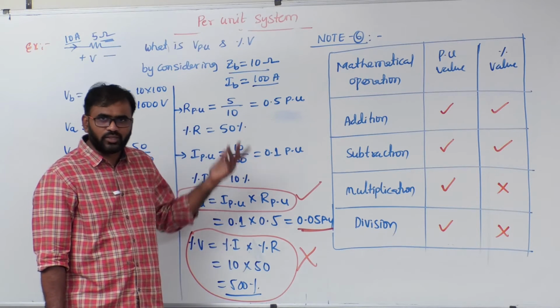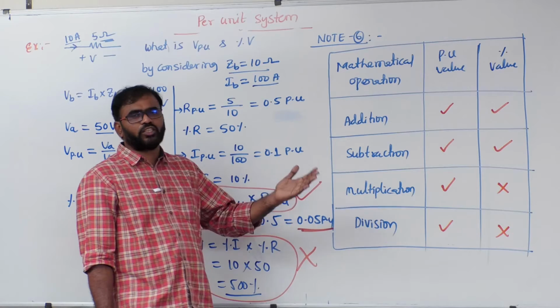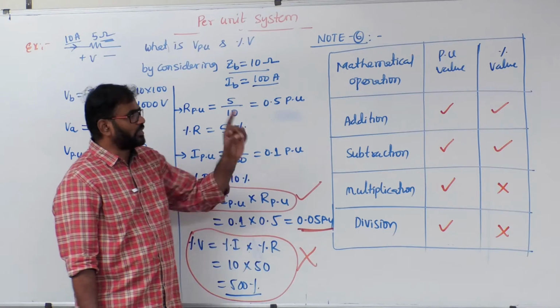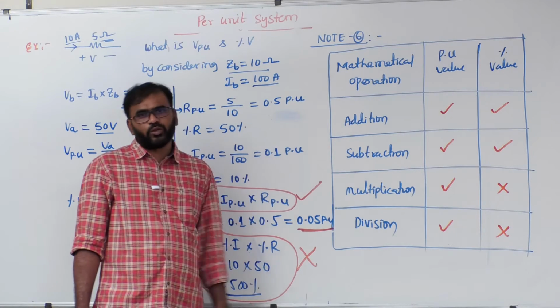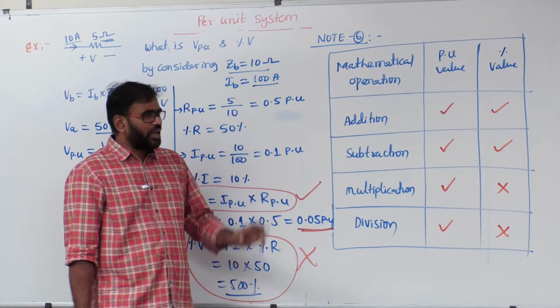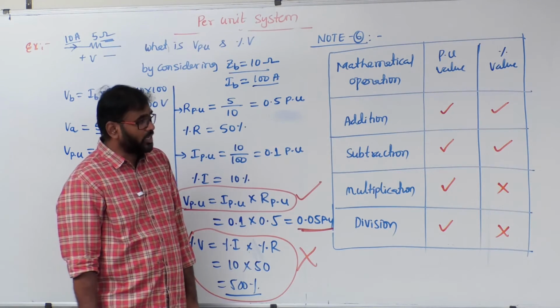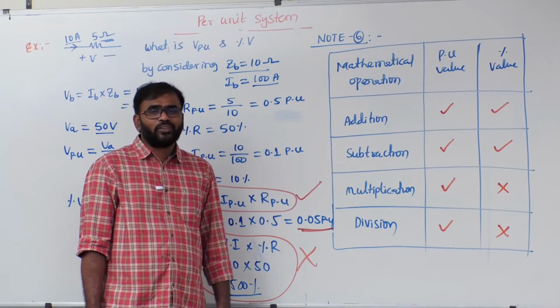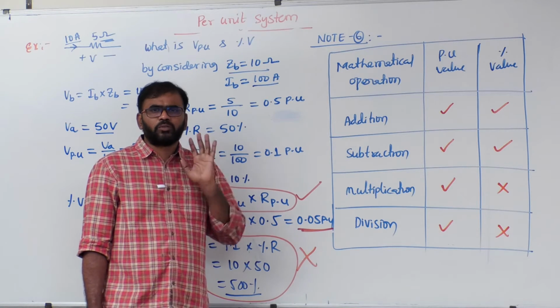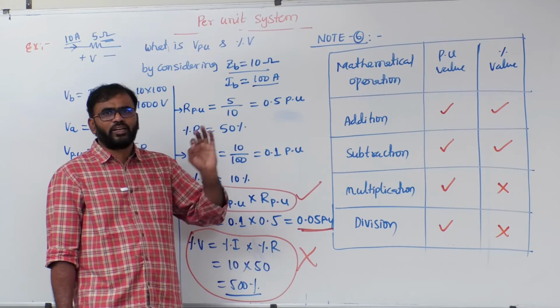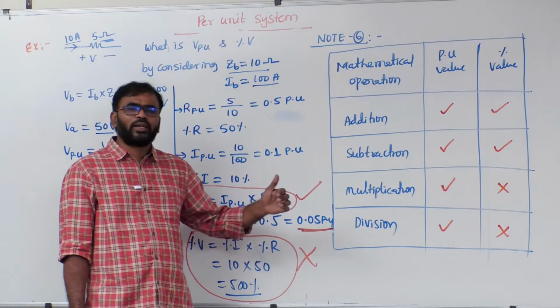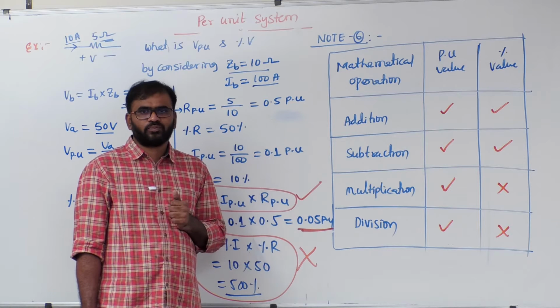Now finally, note number 6. What we discussed: multiplication and division is not valid for percentage system, but valid for per unit system. Addition and subtraction are valid for both percentage and per unit system, but multiplication and division are not valid for percentage system. Now simply speaking, Ohm's law is not valid for percentage system, but valid for per unit system.